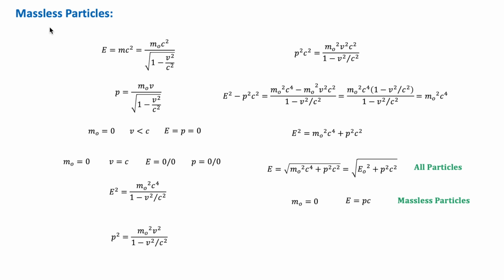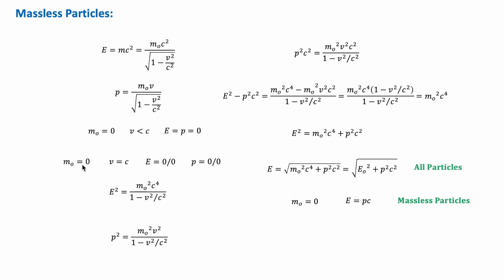In classical mechanics, a particle must have a rest mass in order to have energy and momentum. But in relativistic mechanics, a particle with no rest mass can exist, which exhibits particle-like properties such as energy and momentum. In relativistic mechanics, the total energy and the relativistic momentum are given by these expressions. So if the rest mass m naught is equal to 0 and v is less than c, then both E and p are equal to 0, right? And so a massless particle with a speed less than that of light can have neither energy nor momentum.